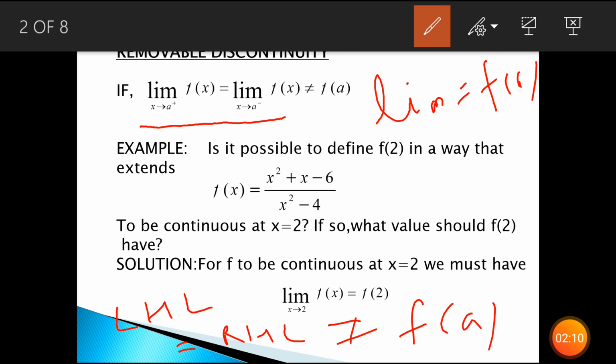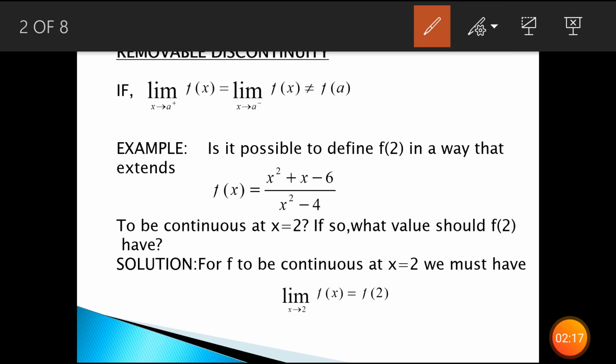Now how to remove this discontinuity? This is the question. So let's discuss an example. Is it possible to define f(2) in a way that extends f(x) = (x square plus x minus 6) upon (x square minus 4) to be continuous at x equals 2? It means, for the function given to us, if we want to make it continuous at 2, what sort of changes should we make? This is our question.